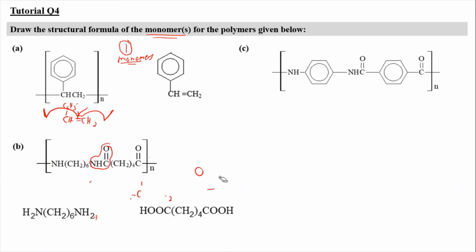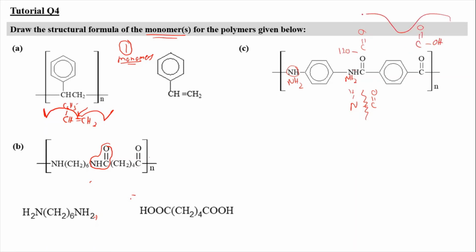Now for question C, it is almost similar to question B here. The same method applies, because you know that you have your amide bond, so you can break the amide bond, and then the NH here is going to become NH2, and here will also become NH2. Meanwhile, the C double bond O here is going to become C double bond O OH, and the same goes for this side, which is C double bond O OH.